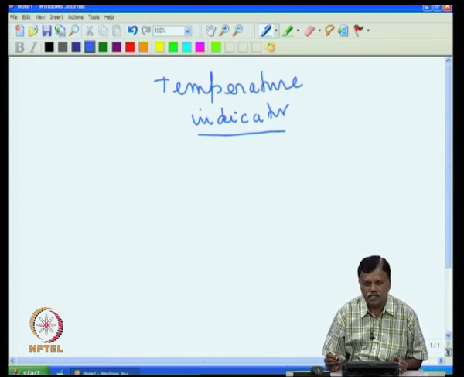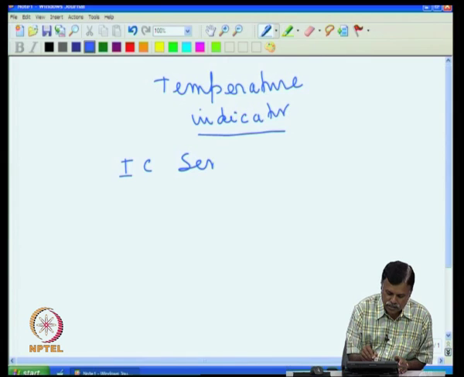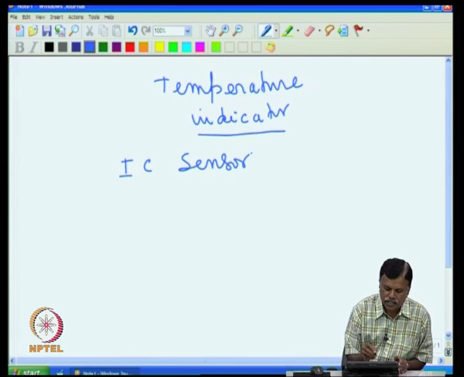We have various sensors; I will look at them a little later. Today we take, for example, IC sensors, which are available in the market. Using that, how to design a temperature indicator.